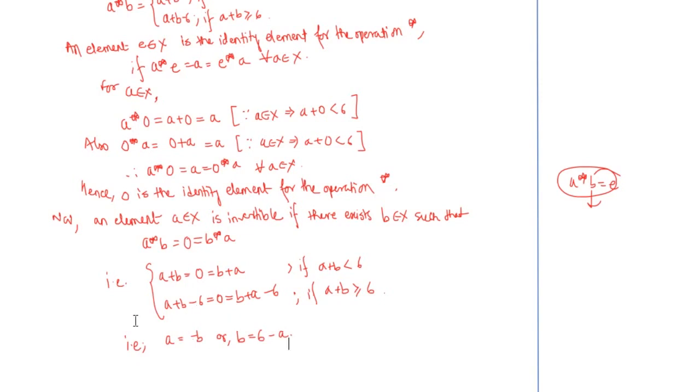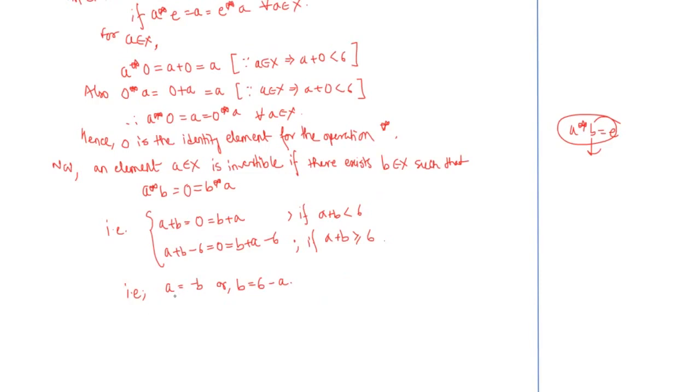Now since a and b both belong to the set X, which is {0, 1, 2, 3, 4, 5}, consisting of non-negative numbers, it cannot be negative. So a plus b cannot be 0 in any way, it is not possible in any case. But b equal to 6 minus a, or a plus b equal to 6, is always possible in many cases: if a equal to 3, b equal to 3; if a equal to 4, b equal to 2, vice versa, like that.